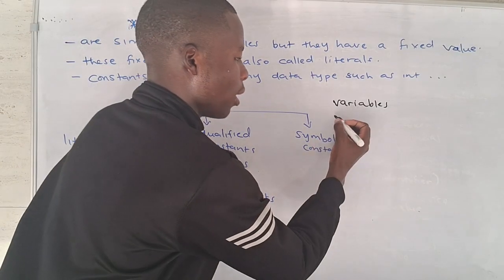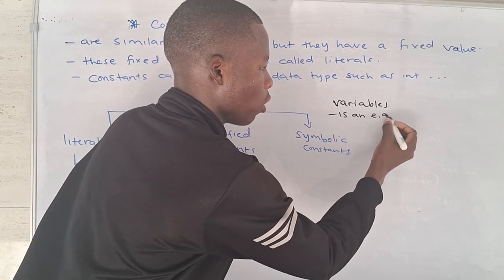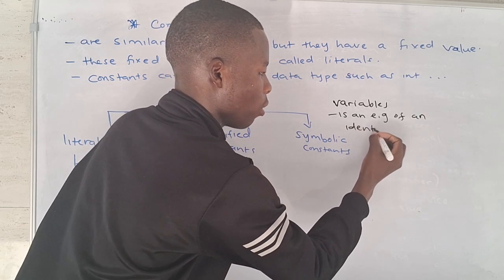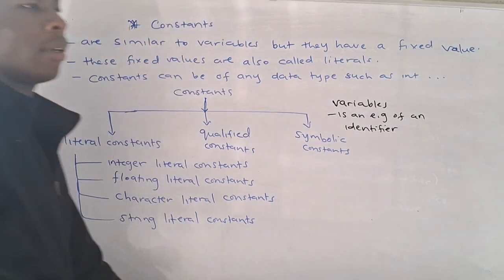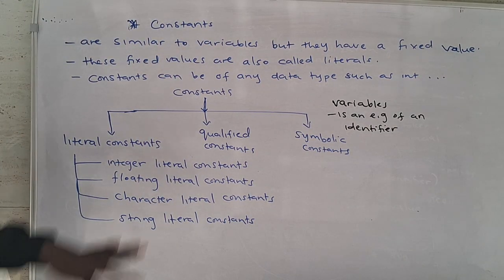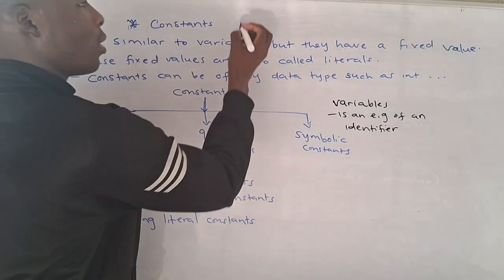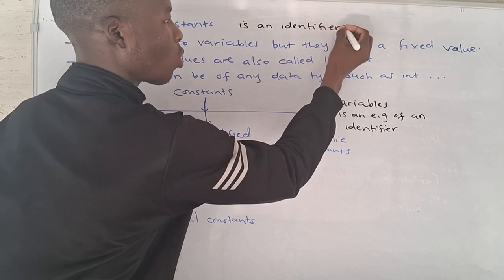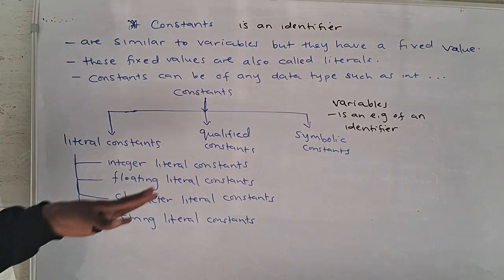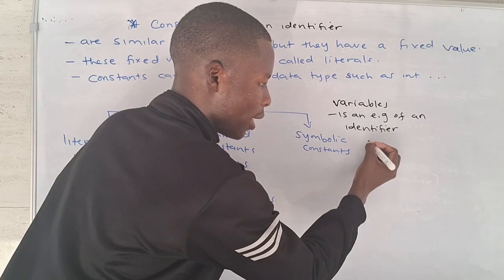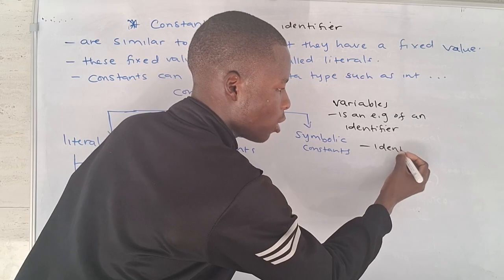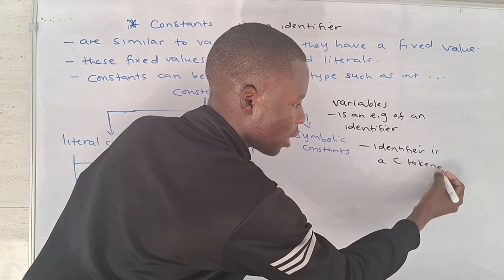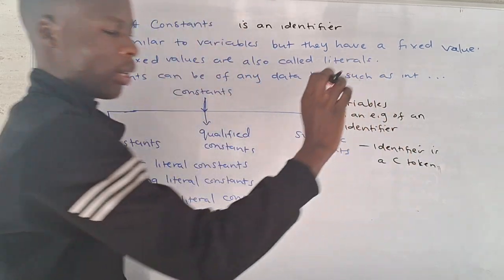I told you that a variable is an example of what? Of an identifier. Again, a constant is an identifier. What is an identifier? Don't forget, an identifier is nothing but a C token. It falls under C tokens.